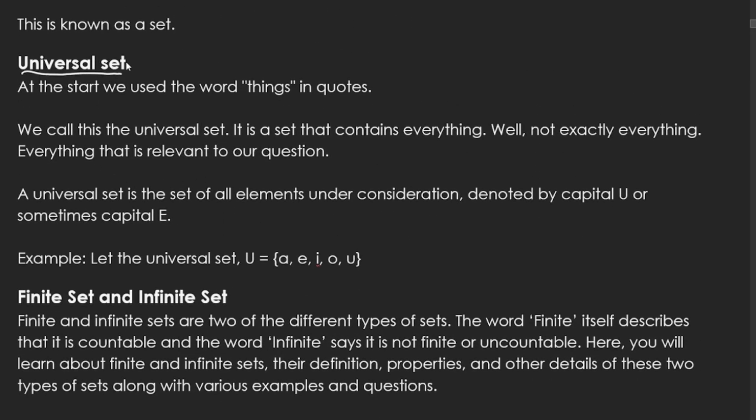Universal set is question bound. Everything that is going to be related to the question, that is our universal set. So if our question is going to be even numbers, then our universal set would be even numbers. If our question is all about the English alphabet, then our universal set is the English alphabet. A universal set is denoted by a capital U, like this example right here, where the universal set is vowels.